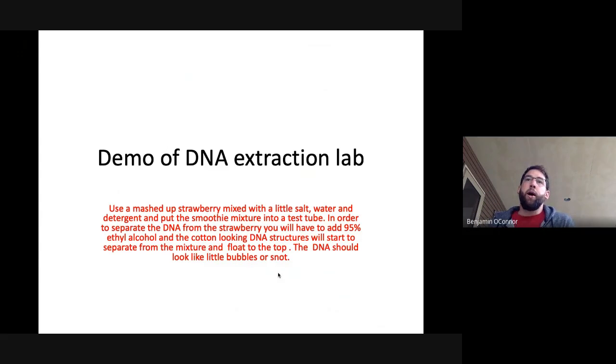In short, you're just going to see gooey, white, foamy bubbles separate to the top of the test tube, and all the other non-DNA material just sinks to the bottom. Just a very simple way to extract some DNA.